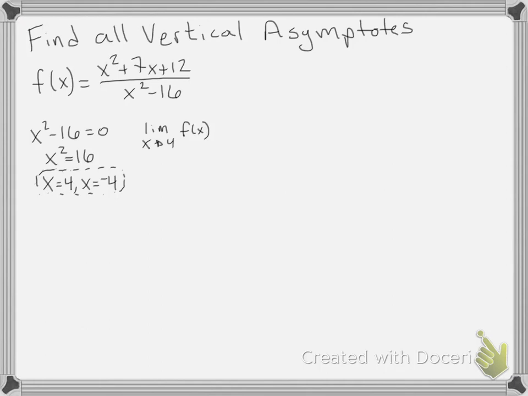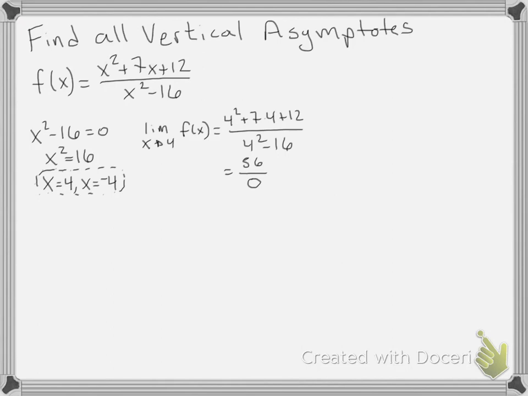We know how to evaluate limits. To evaluate limits, we simply take that 4 and plug it into the function. And so my function is x squared plus 7x plus 12 over x squared minus 16. So if I plug 4 in there, that'll be 4 squared plus 7 times 4 plus 12 all over 4 squared minus 16. And so when I evaluate that, 4 squared is 16, 7 times 4 is 28, plus 12, if I add that all up, that's going to be 56. In the denominator, 4 squared minus 16, that's going to be 0. So I have 56 over 0.